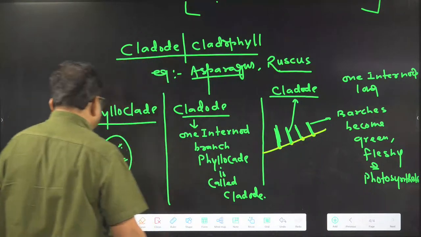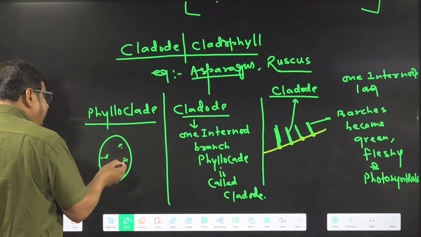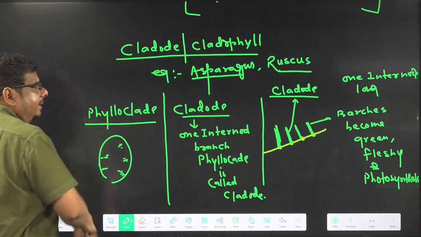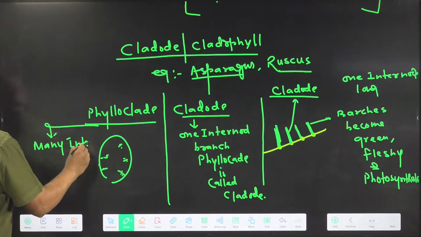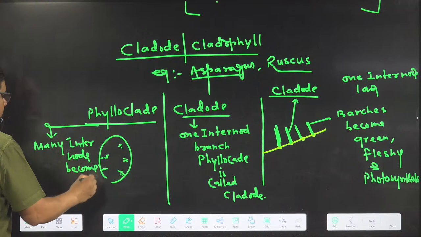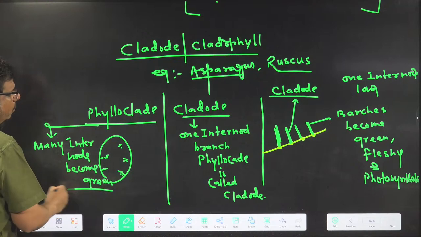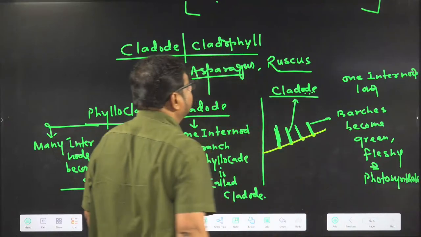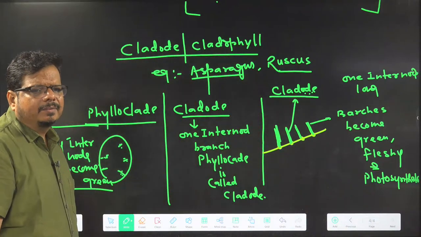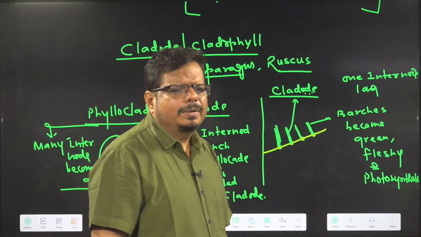Understanding the idea or not? Here many nodes are there, so many internodes also there, now all become green. So here many internodes become green, and here how many internodes become green? Only one internode becomes green. So that is the difference between cladode and phylloclade. You got the idea or not?